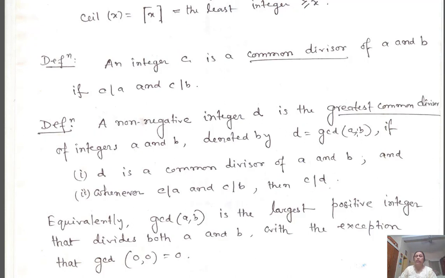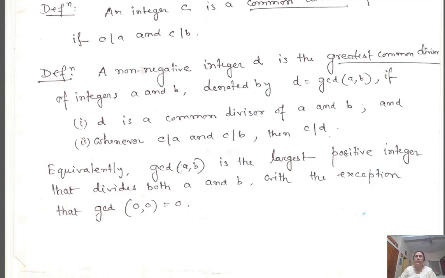So these two conditions: d is the greatest common divisor of a and b if d is a common divisor of a and b, this is the first condition, and also it should be greatest. That means if you have another common divisor c that divides both a and b, then this c must divide d. And equivalently you can define it in this way also. GCD of a, b is the largest positive integer that divides both a and b, with the exception that GCD of 0, 0 is taken to be 0.